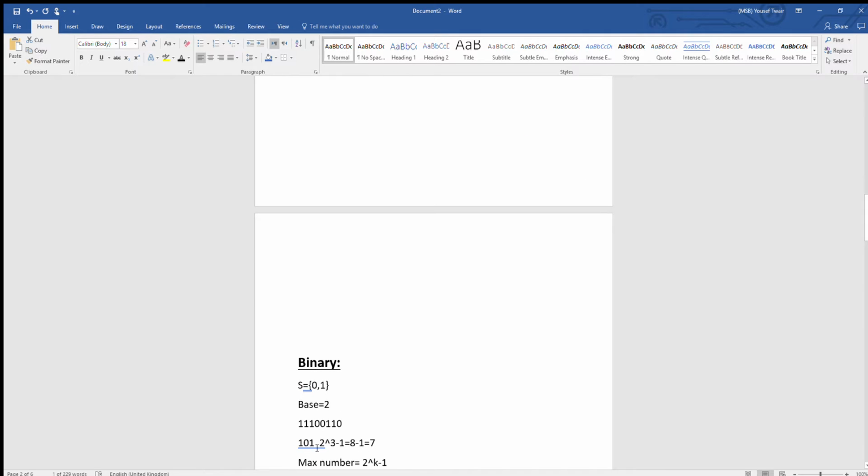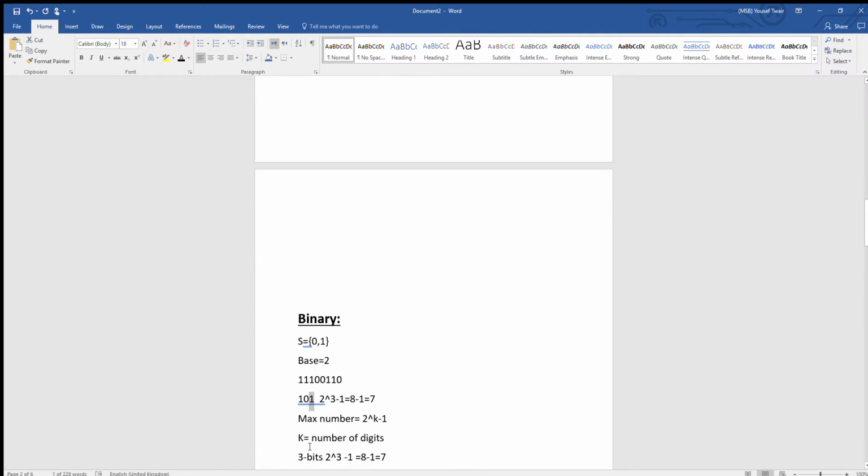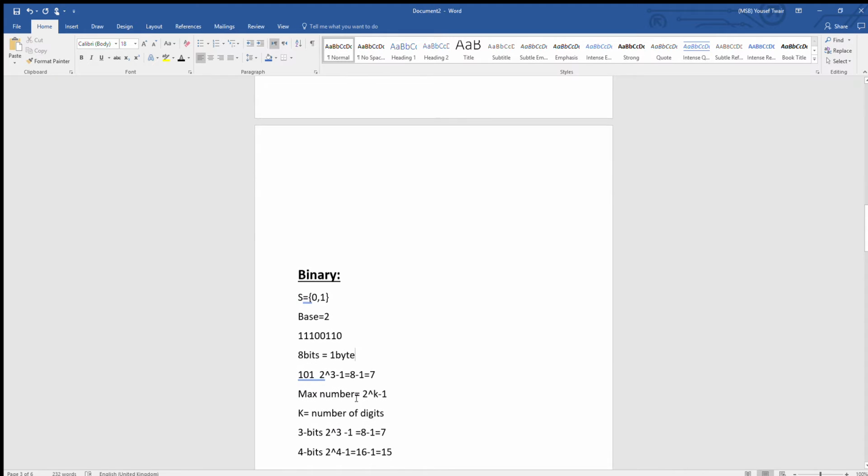And in case of binary, this is a bit. If I have 4 bits, we call it a nibble, and in case it has 8 bits like this, it means a byte. So 8 bits equals 1 byte. Let's continue. So the maximum number is this.